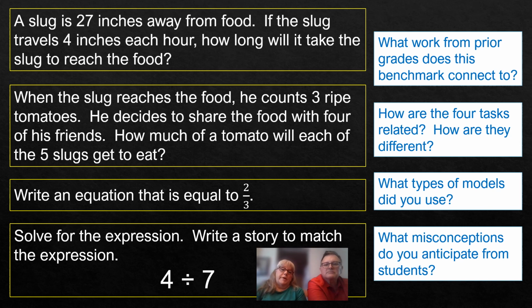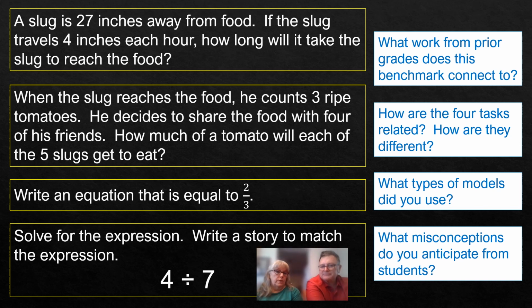We've already talked about the first and third question, but looking at that second question, how are the 4 tasks related and how are they different? What do you think, Daryl? Well, I think the bottom two, writing the equation and solving the expression, in order for students to do that, they need to have that contextual understanding. If they haven't done problems like the first two, they're going to struggle. If I'm a 5th grade teacher and I just start with writing the equation, I'm going to have to be very procedural and say that bar means divide, and it's not going to have any conceptual understanding.